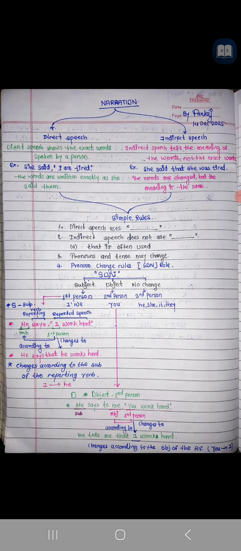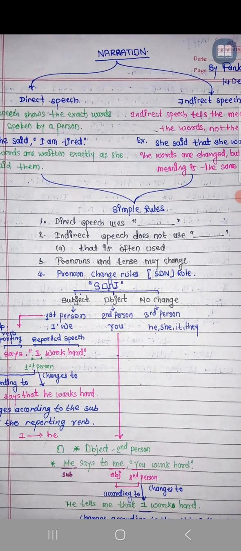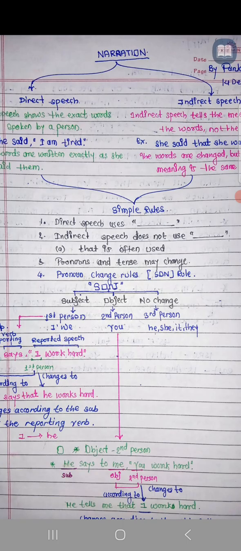The words are changed, but the meaning is the same. That means we exchange the words, but the meaning stays the same. Let's see the simple rules. Direct speech uses a comma. Indirect speech does not use a comma. Remove the comma from the direct sentence and use "that" there.